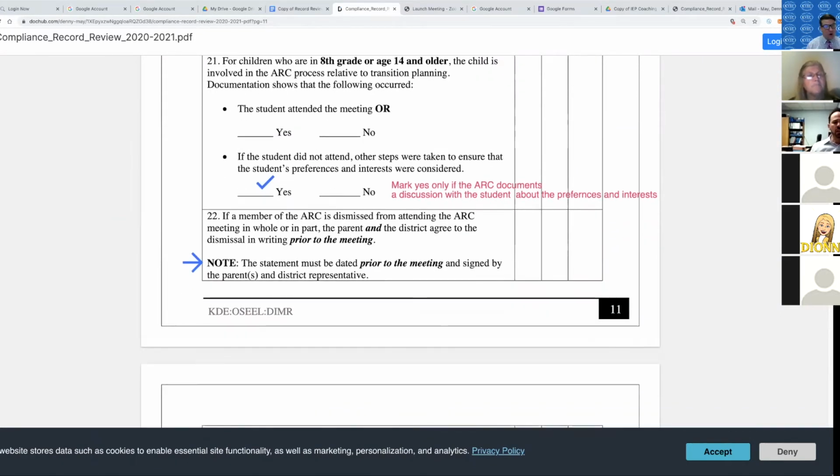If a member of the ARC is dismissed. I've got a question about that, if you don't mind. Sure. I don't mean to interrupt. No, go ahead. Right there, let's say, for example, we've got a student, it's a transition meeting, and something happened that day, and the student could not attend, but the parent did. It would not be compliant to then sit down to have the student sign the meeting as being present and go over with them later.